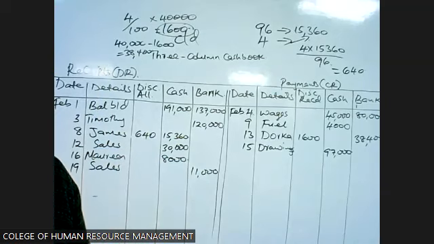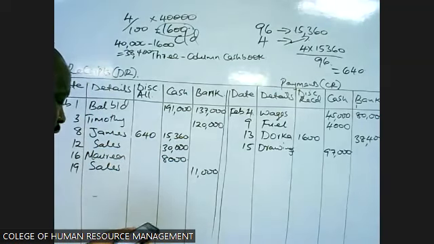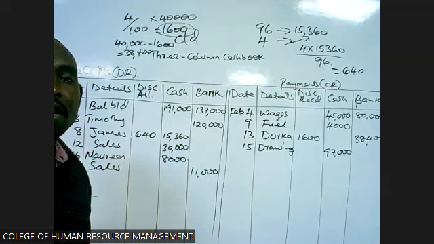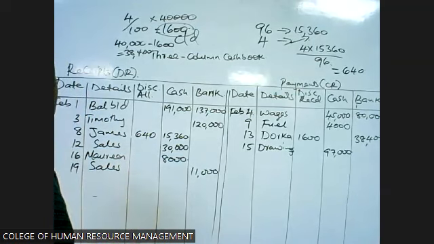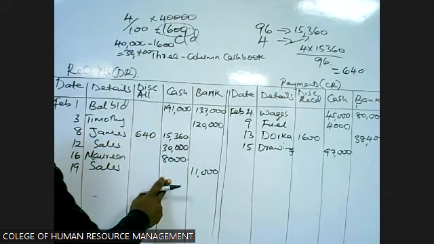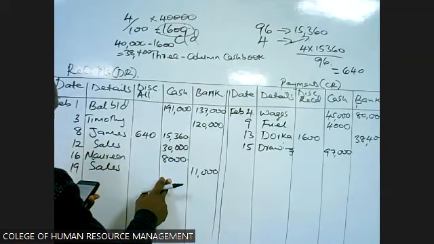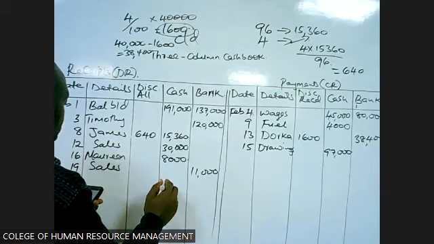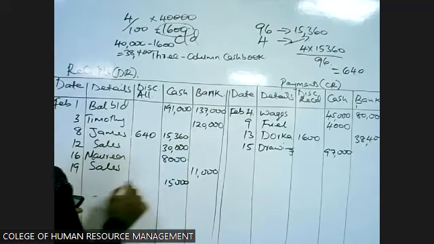On the 24th, we withdrew 15,000 from the bank for office use. That is now a contra entry. When it is for office use, that money is withdrawn from the bank and taken to the cash box. So it is from the bank to cash box. So cash is receiving money, and in this case, it is receiving 15,000 coming from the bank.